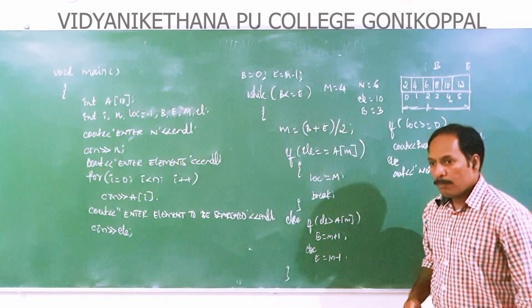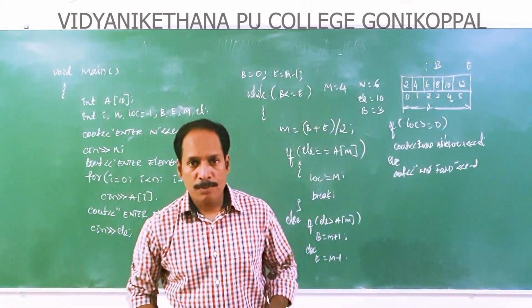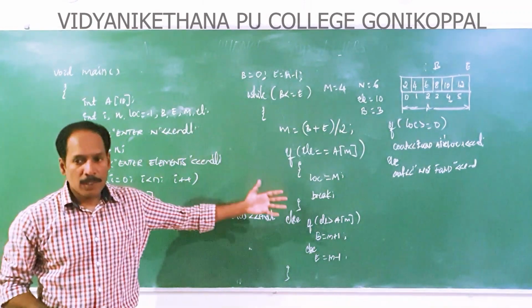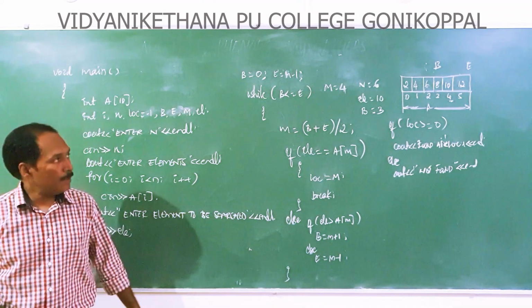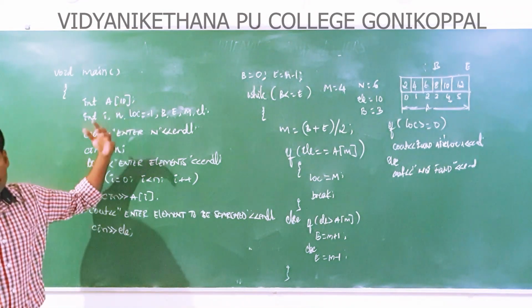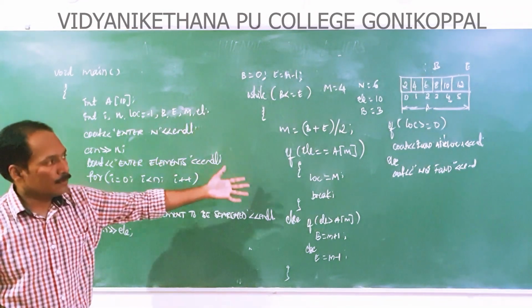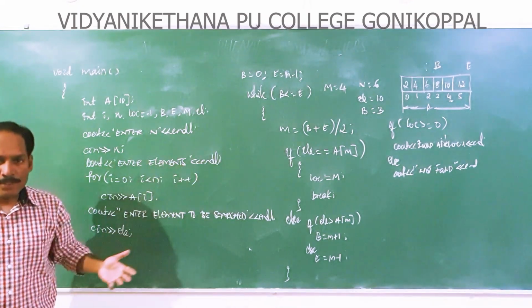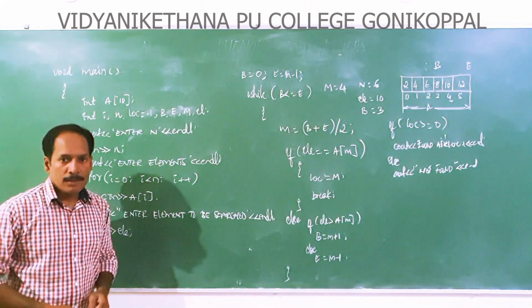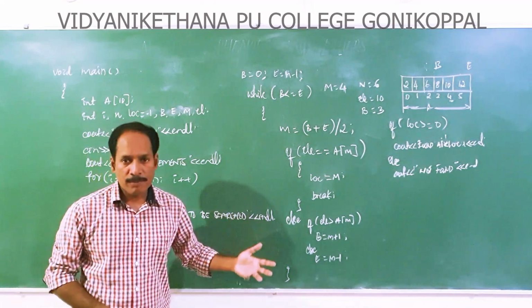So this is how binary search works. This is a programming example, and it works for any number of elements. If you increase the size of the array to 10,000 or 5,000, or have 10 elements, 5 elements, or 6 elements, it still works. This is the easiest method of searching.